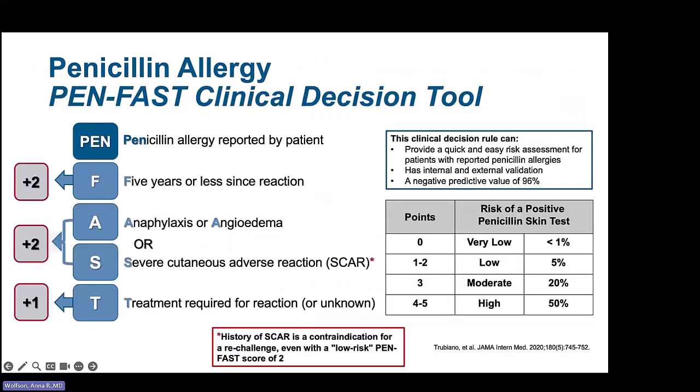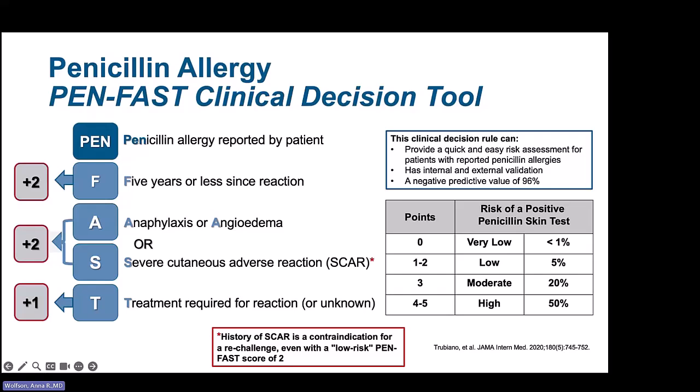So this is the PEN-FAST score. It's an acronym. PEN is penicillin allergy reported by the patient. F is for five years or less since the reaction, and if it was recent, they get 2 points. A is anaphylaxis or angioedema, or a severe cutaneous adverse reaction, and that would give you 2 points. And treatment required for a reaction, or unknown, gives you 1 point. Then, patients with moderate or high total points should not be given the direct challenge. It has a negative predictive value of 96%.